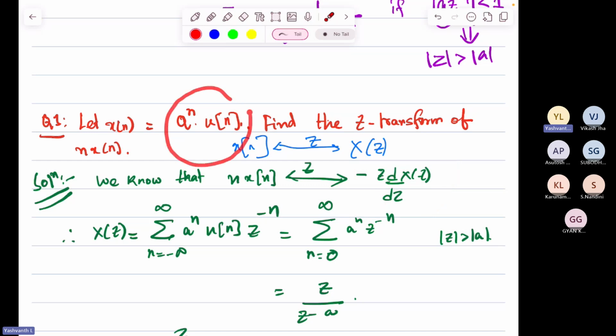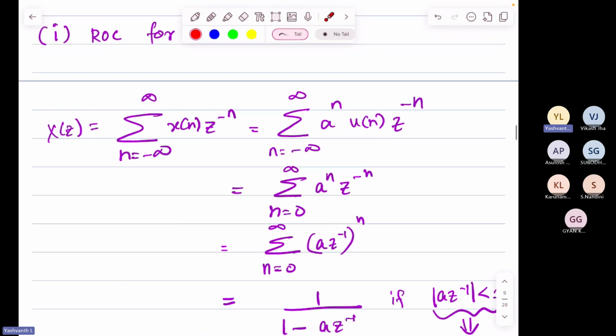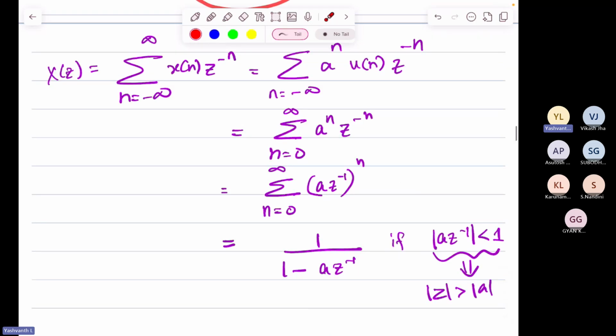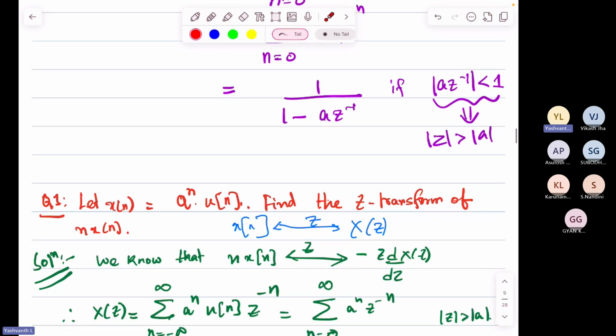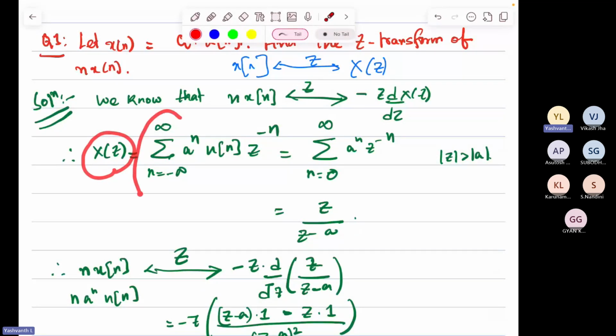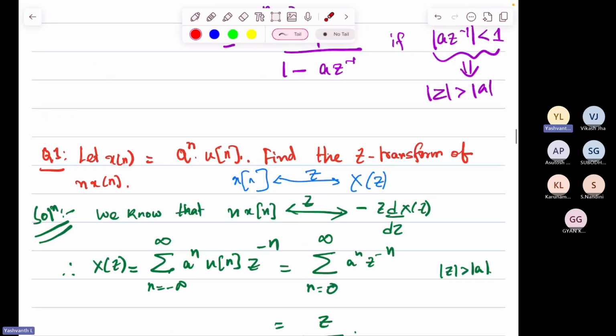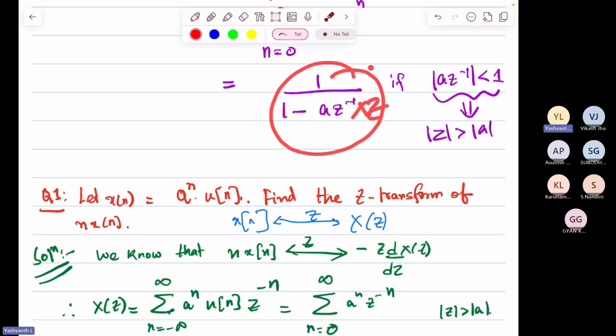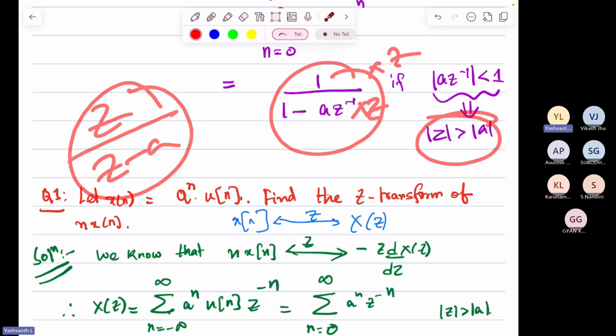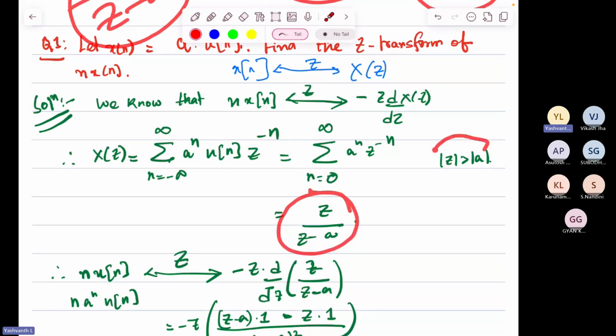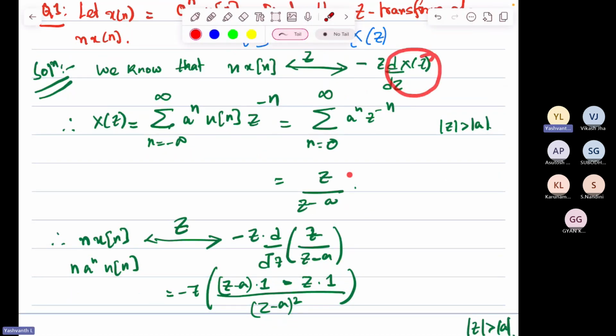So first we will find the Z transform of a power n into u of n, which is what we did here. This example is also the same thing. So let's just quickly go through. X of z is nothing but the summation from minus infinity to plus infinity of a power n u of n into z power minus n. That is the same as this, and that basically gives rise to this. Now, multiplying by z on numerator and denominator, what you get is z by z minus a with ROC mod z greater than a. That's what I wrote here: z by z minus a with ROC mod z greater than mod a. So then what should I do? I need to apply this. I need to differentiate this with respect to z and multiply by minus z. And that's what I'm doing.